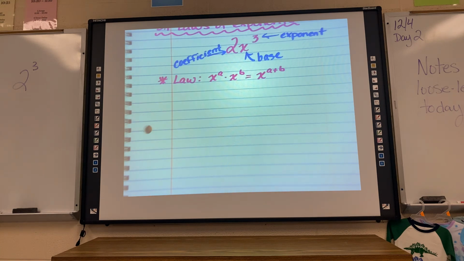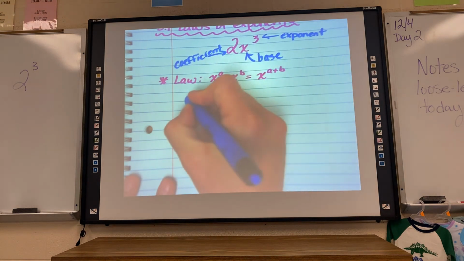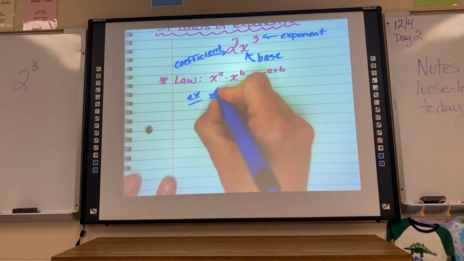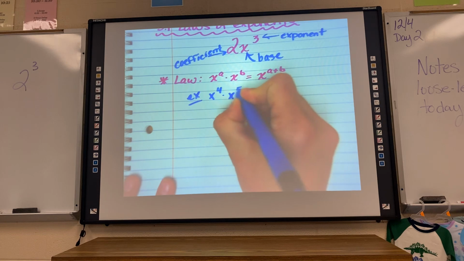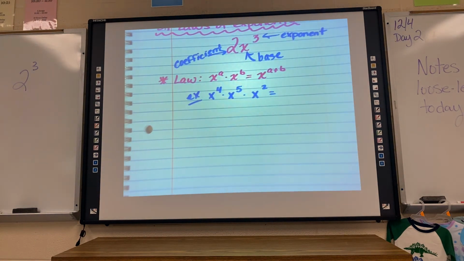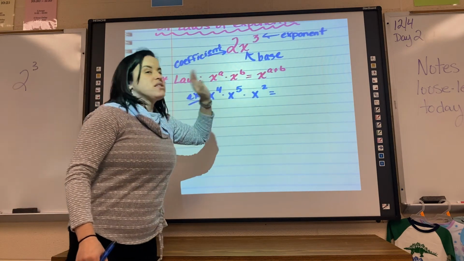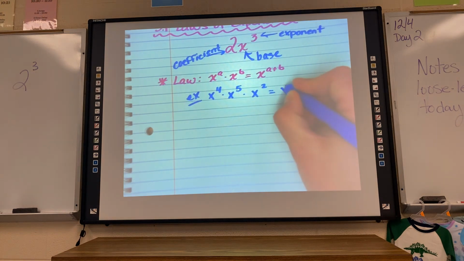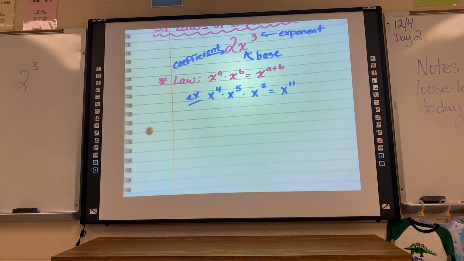So an example would be, let's see, x to the 4th times x to the 5th times x squared equals what? Well, they're all the same base, the x, okay? So they're all being multiplied. What do I end up with? Max? X to the 11th. Just add the exponents up. 5 plus 4 is 9, plus 2 is 11.